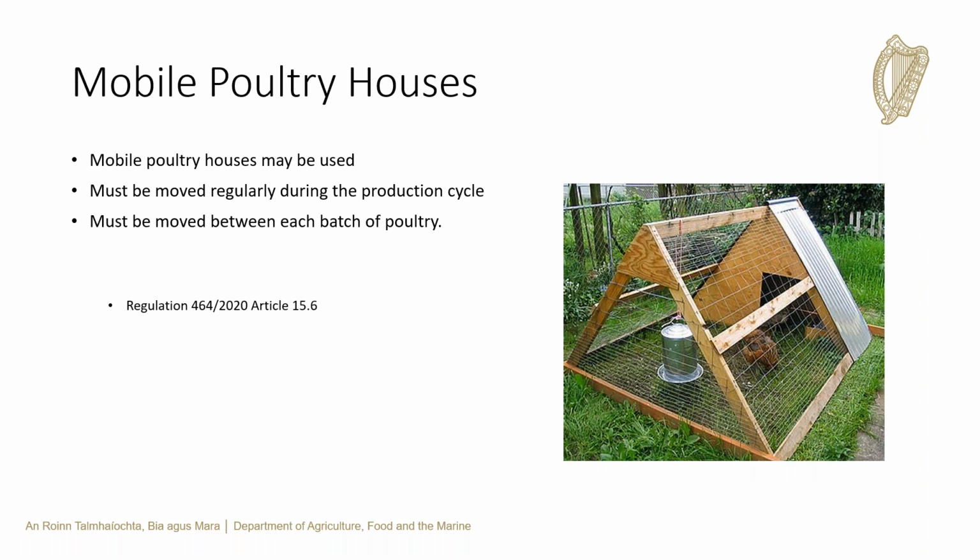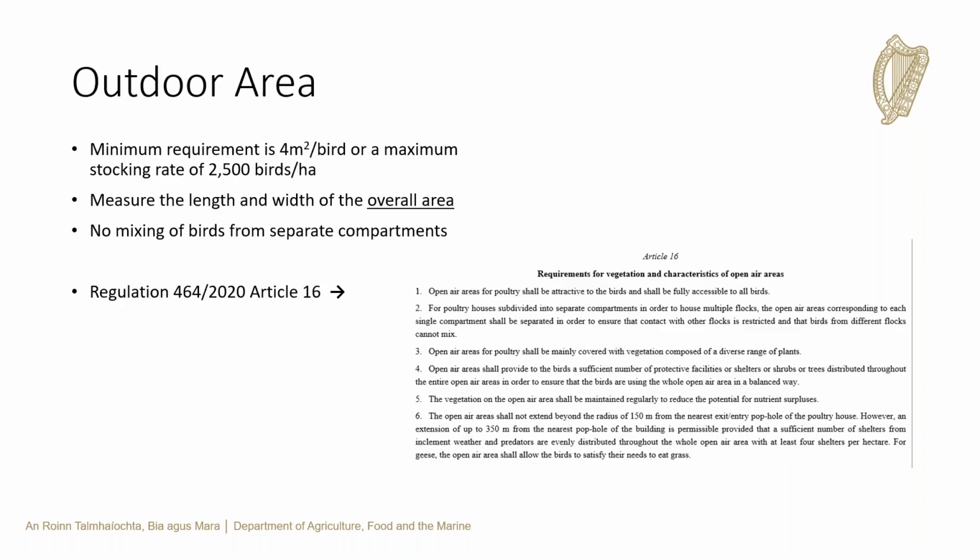In terms of mobile poultry houses, they can be used, but they have to be moved regularly during the production cycle, and they must be moved between each batch of poultry, because the limiting factor there is the amount of vegetation available to the birds.